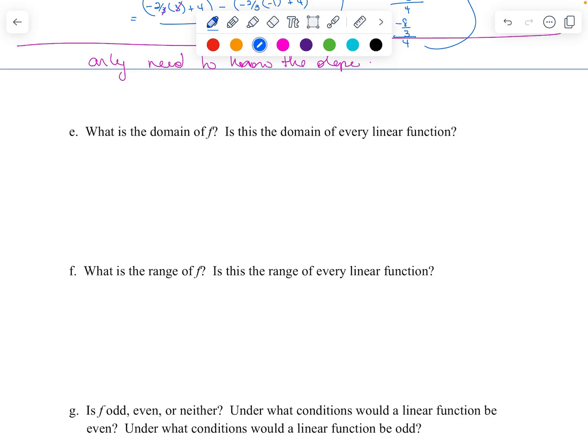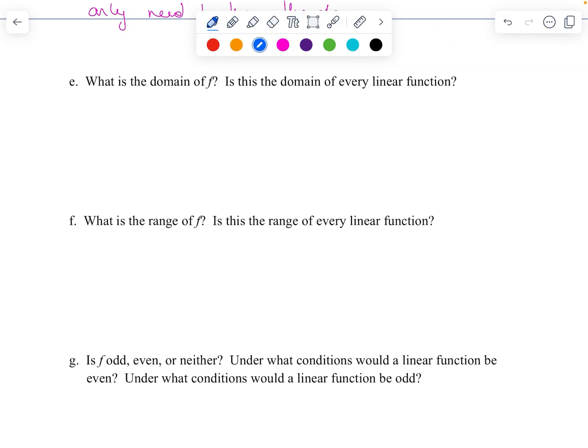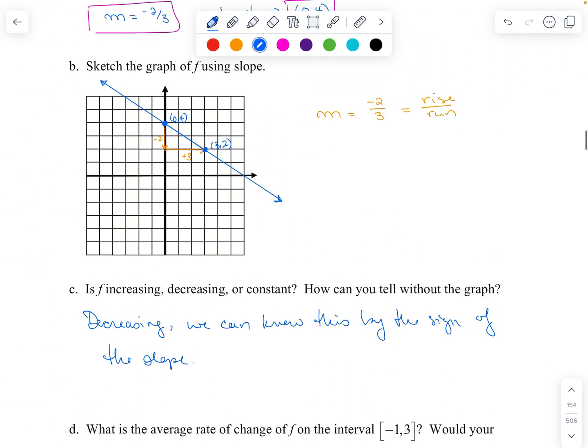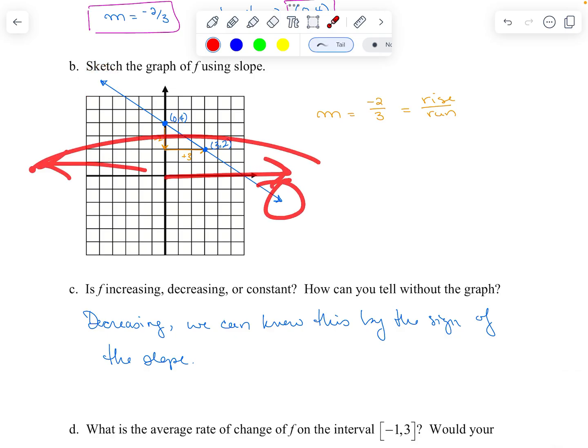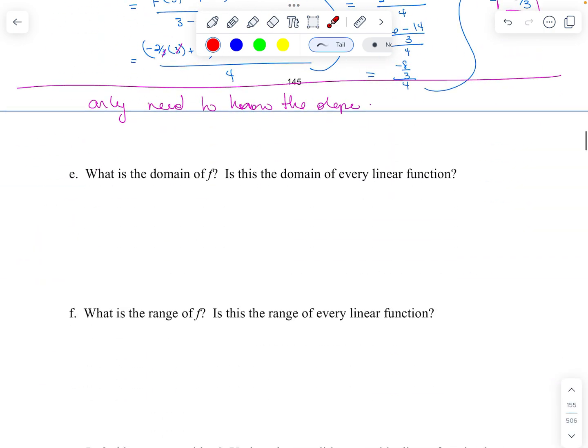So f's domain, when we look back at it, notice that it goes to the left forever and then to the right forever. So that means I'm going to cover all real numbers. Okay. So the domain is negative infinity to infinity. This is true for any line.